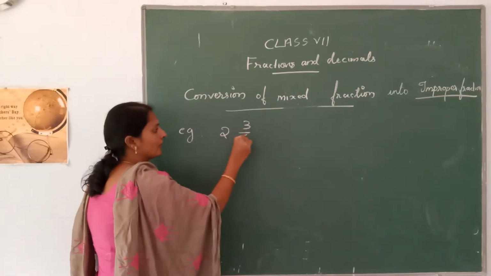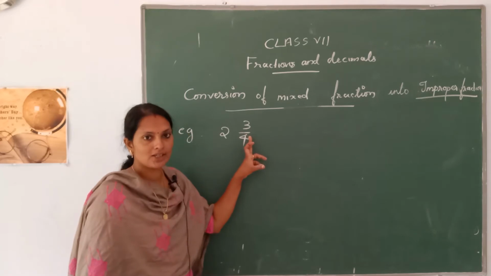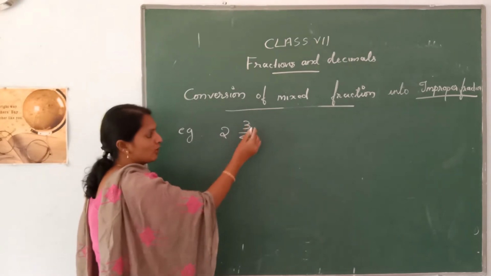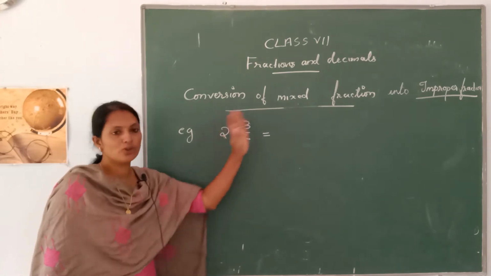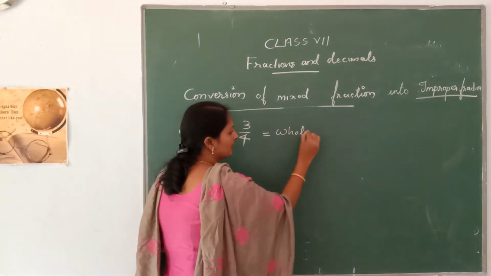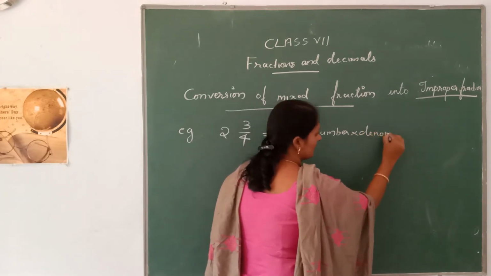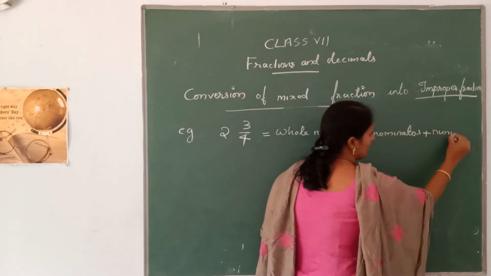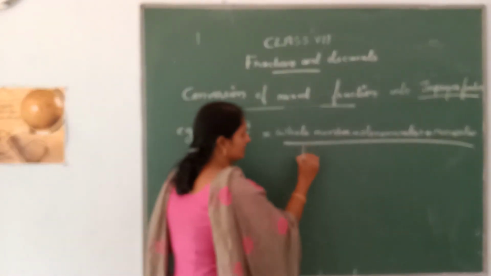2 3 by 4. What is a mixed number? A whole number together with a proper fraction is called a mixed number. Here 2 is the whole number, 3 is the numerator, 4 is the denominator. Now we will convert this mixed number into an improper fraction. That time we will multiply the whole number by the denominator, plus the numerator, whole divided by the denominator.